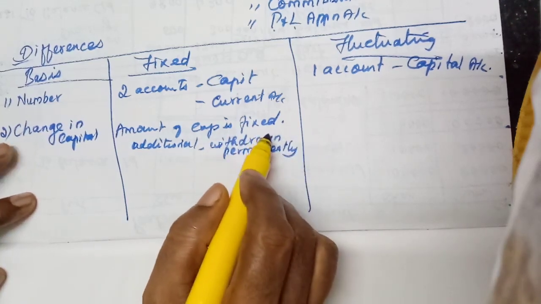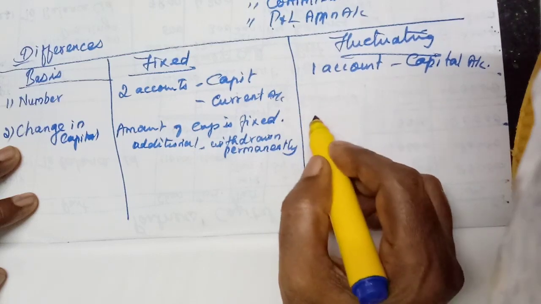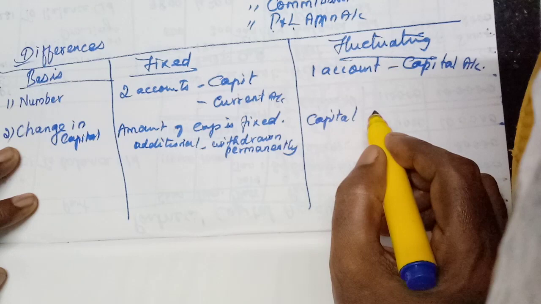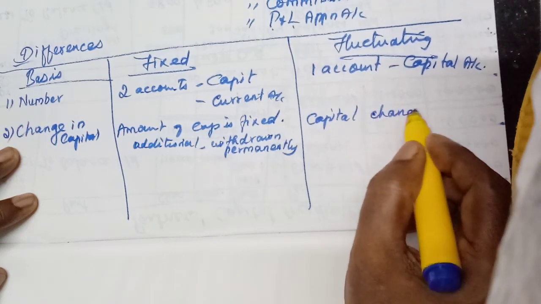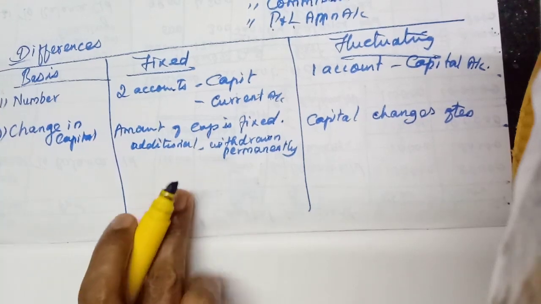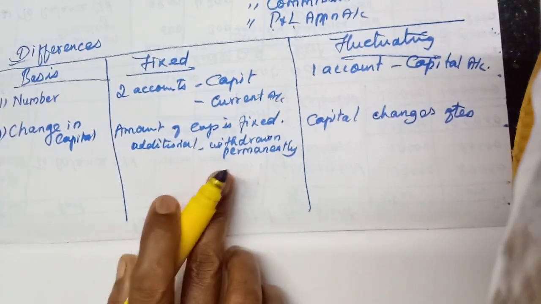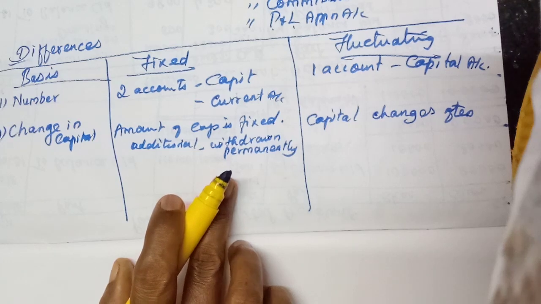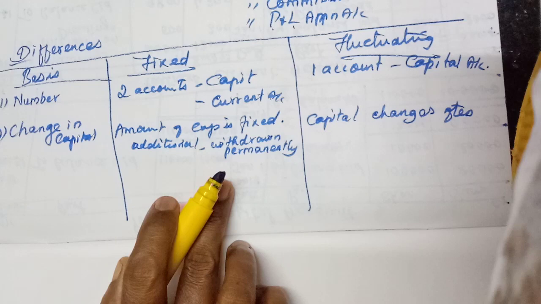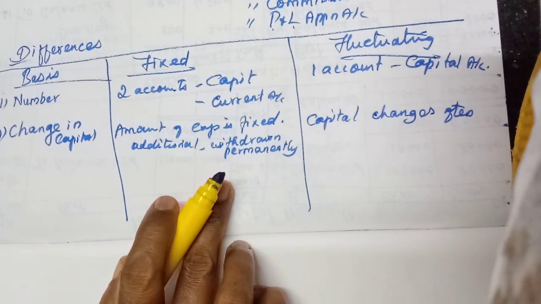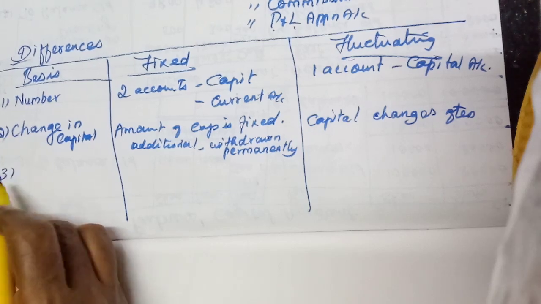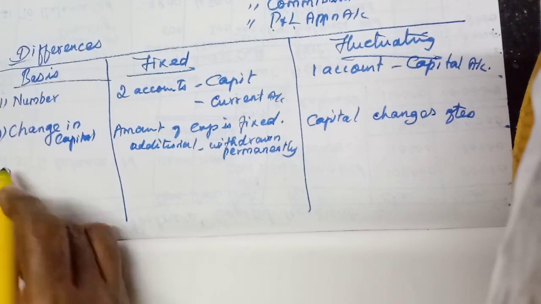But here, the amount of capital is changing. The amount of capital changes often. Understood? Here, it will not change unless there is additional capital and when the partner withdraws an amount permanently from his capital. Only then will there be some changes. Otherwise, the capital will be fixed.